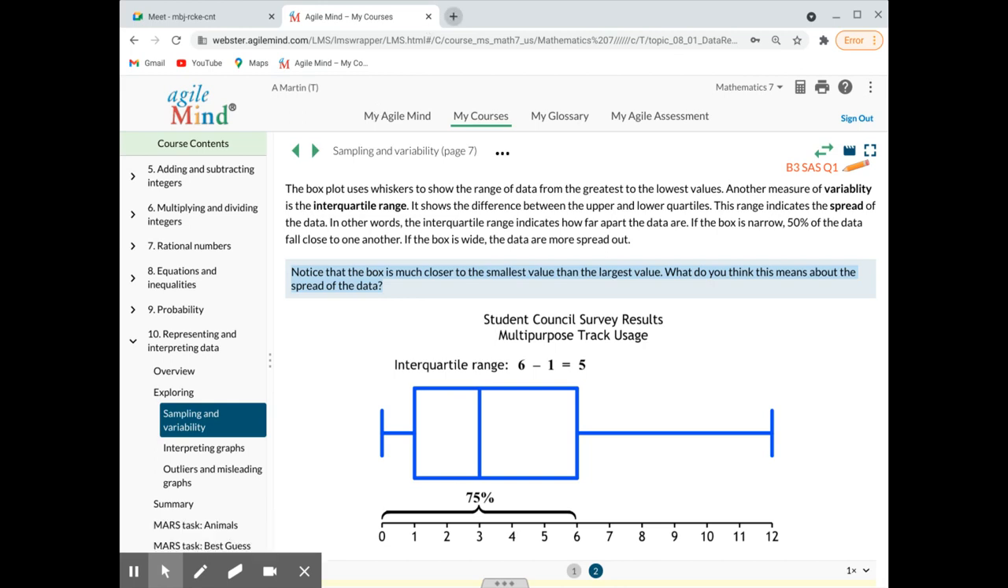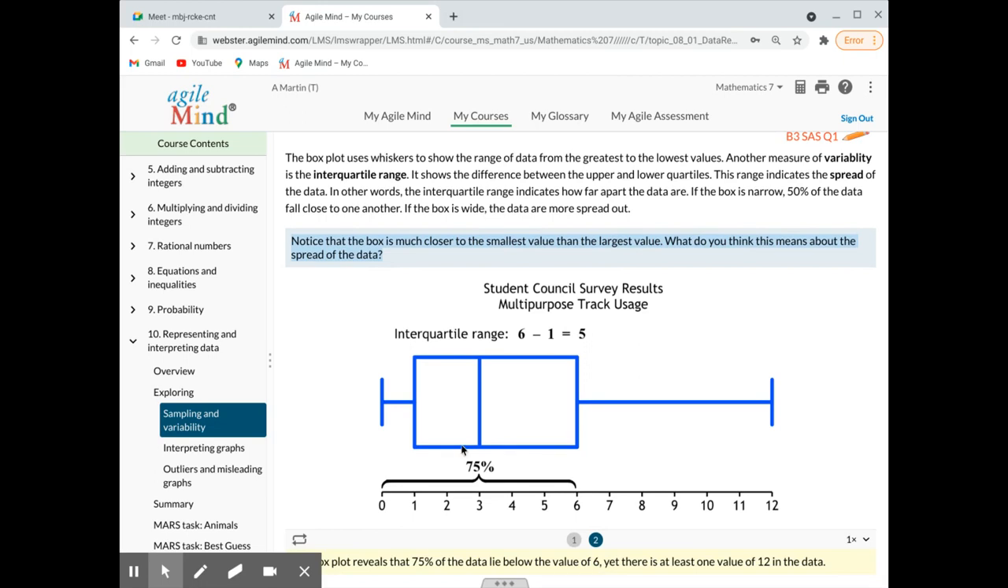Go ahead, Hermione. Notice that the box is much closer to the smallest value than the largest value. What do you think this means about the spread of the data? All right, remember this is number 1. So we just said that this 75% is what? What does it represent? 6 hours or less? Correct. And that's actually what this says.